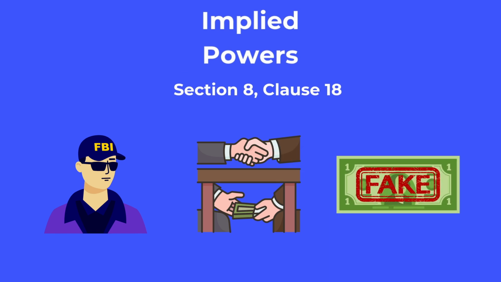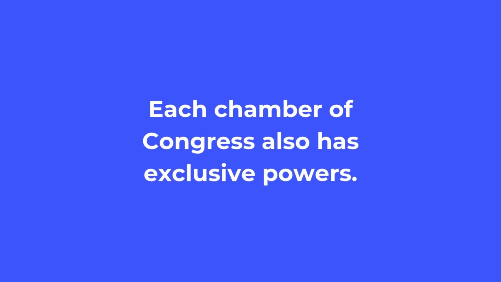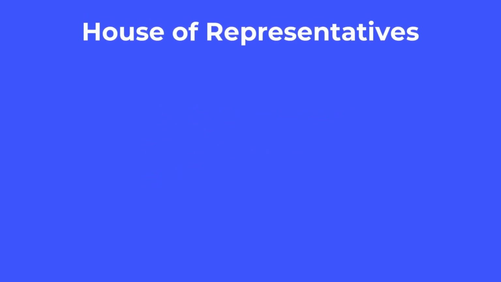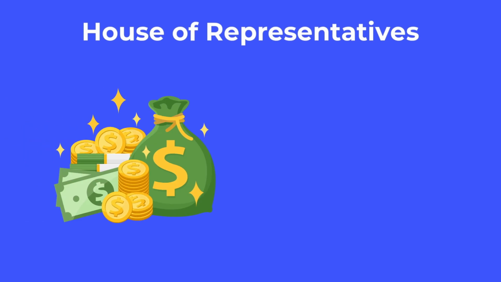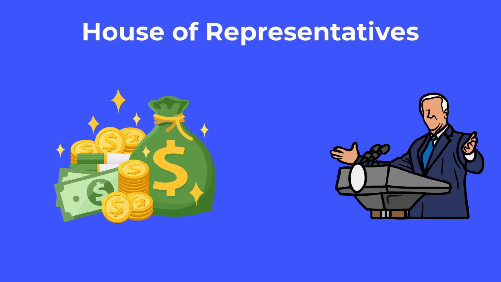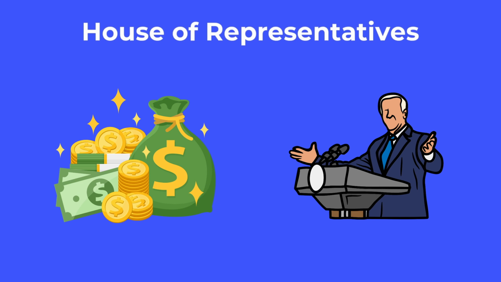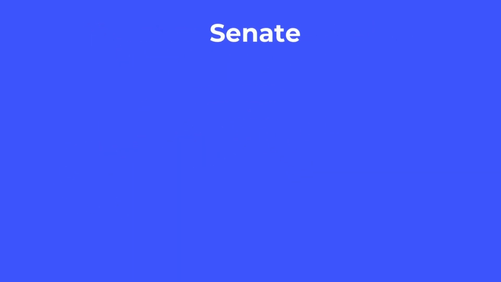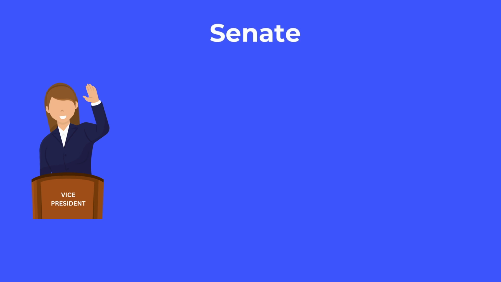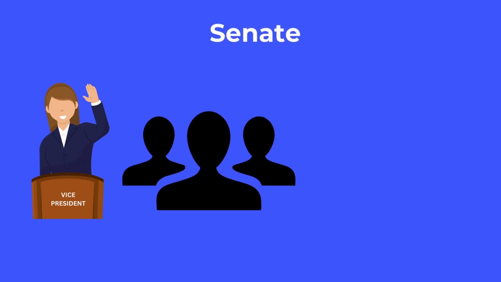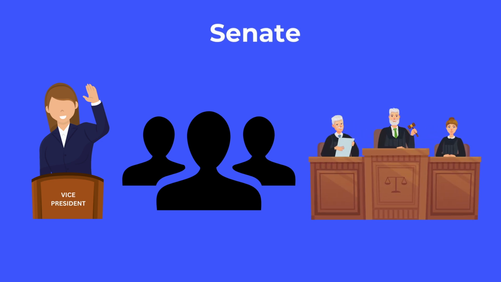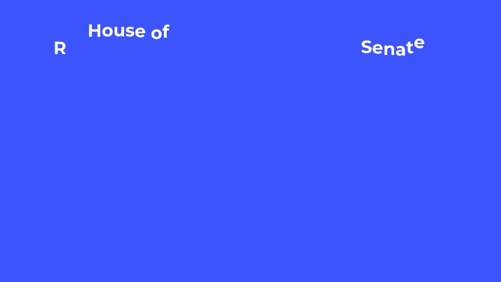Each chamber of Congress also has exclusive powers. The House of Representatives must start any bills that involve raising or spending money, and they choose the president if no candidate wins a majority of electoral votes. The Senate chooses the vice president in that same situation, and it approves treaties and confirms presidential nominees, including Supreme Court justices. Both chambers play a role in impeachment.